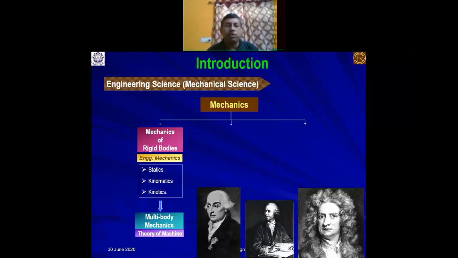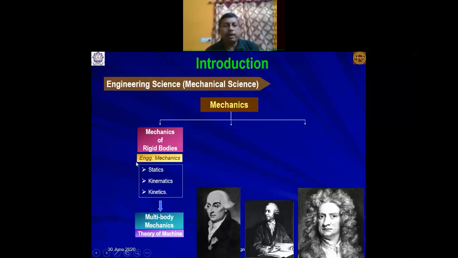That means the whole mechanics of rigid bodies will be solved by two approaches, either the Newtonian approach or the Lagrangian approach, which is modified by considering the rotary body, that is the Newton-Euler approach and the Lagrange-Euler approach.